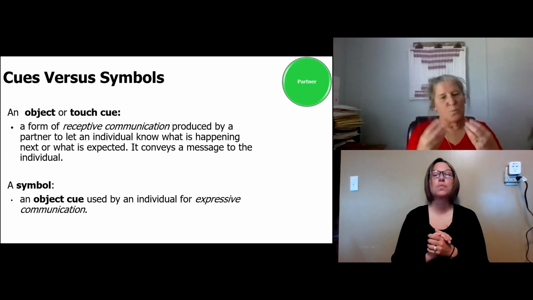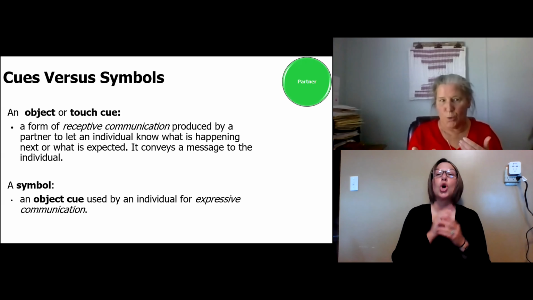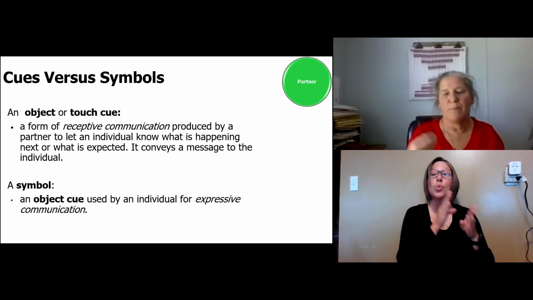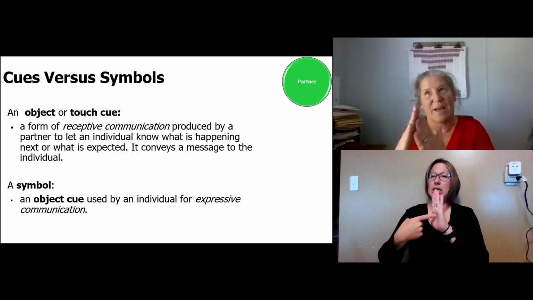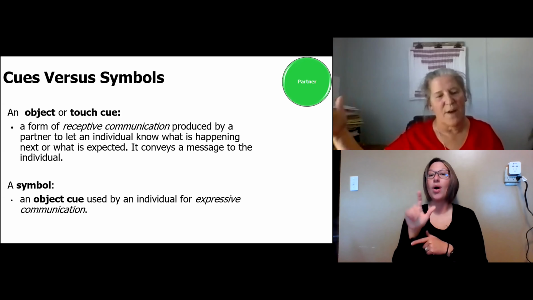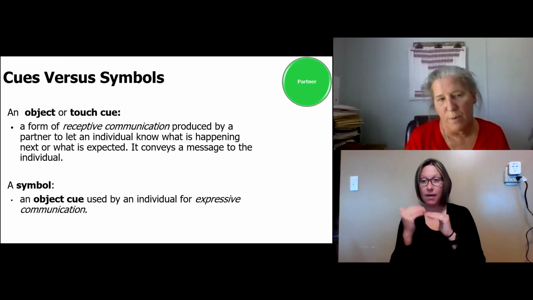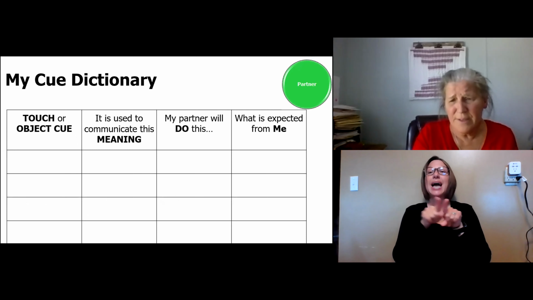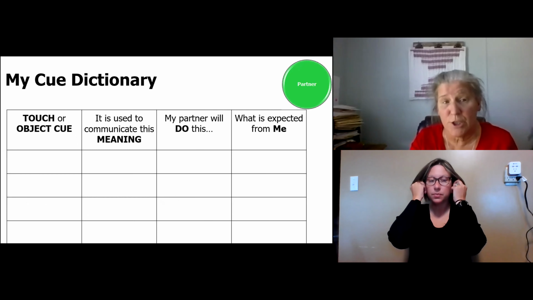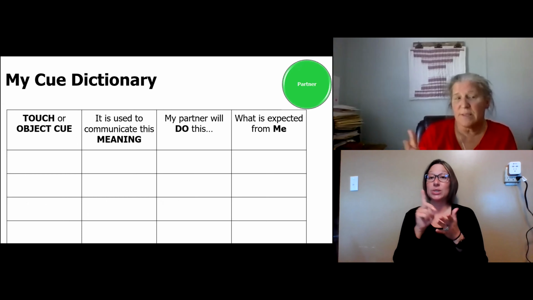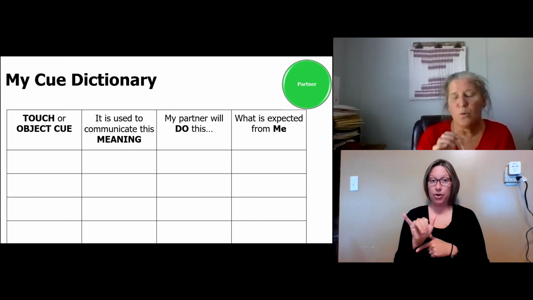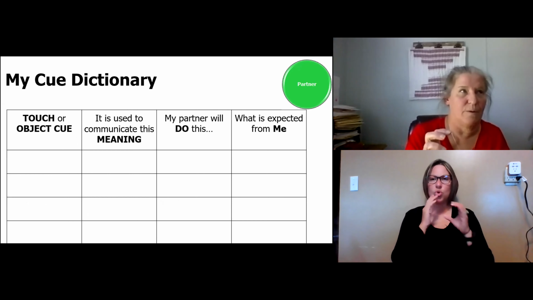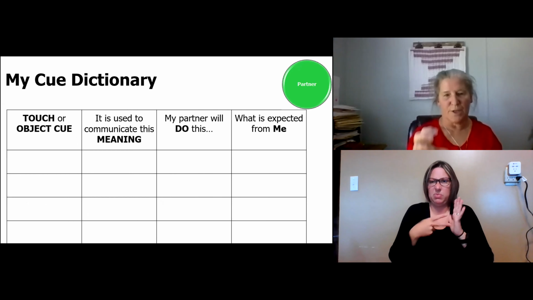So before, when it's receptive, it's an object cue or a touch cue. And when it's used expressively, it then becomes a symbol, and that goes into levels 5 and 6. And remember, we're still in level 3 here. So we're using them as cues right now. So then that brings us to our cue dictionary. And when we do that, that simply means that we're going to take that touch cue or that object cue, and what is it used to communicate? What meaning?